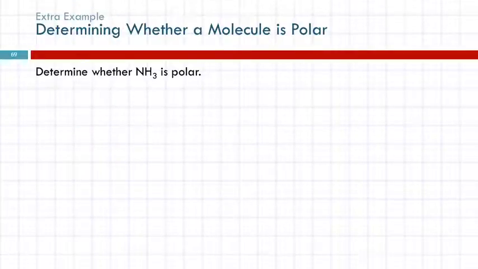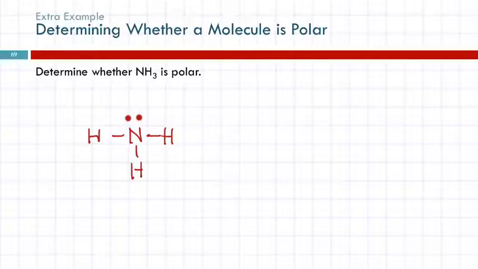Let's do NH3. So this would have nitrogen in the middle and 3 hydrogens and a lone pair on the nitrogen. There's the Lewis structure. So then we ask ourselves, are there any lone pairs on the central atom? Yes. So condition number 1, no lone pairs on the central atom, is not true. We don't have to go any farther. This is a polar molecule.